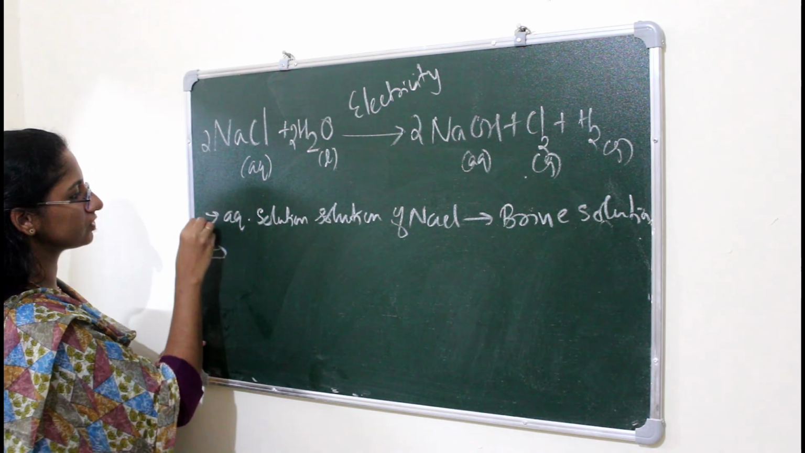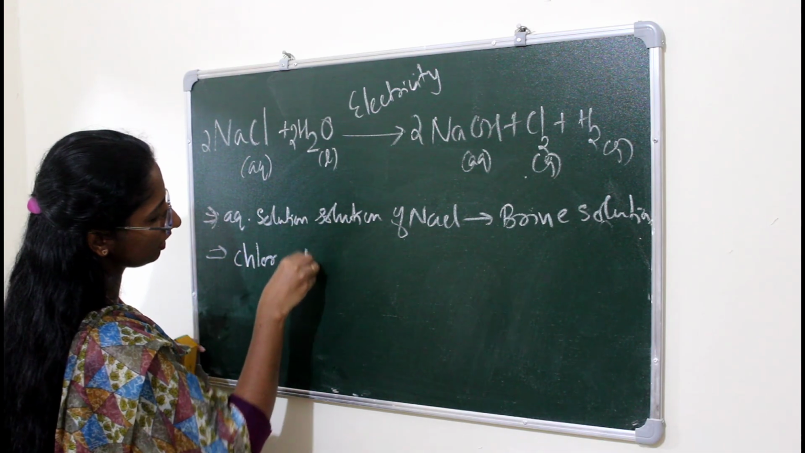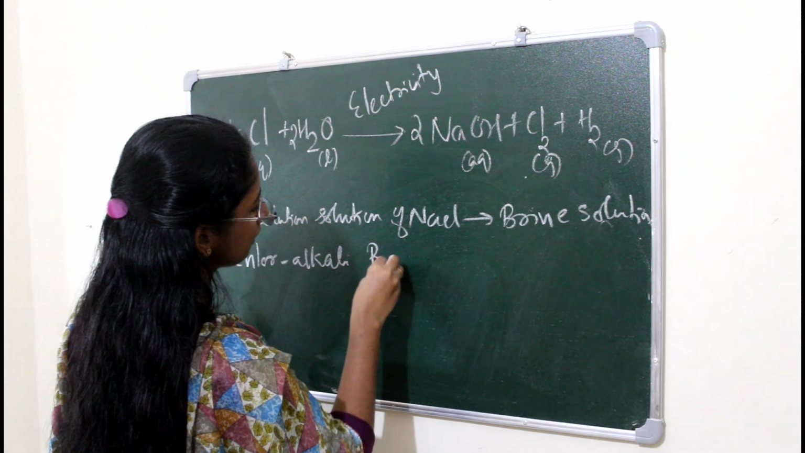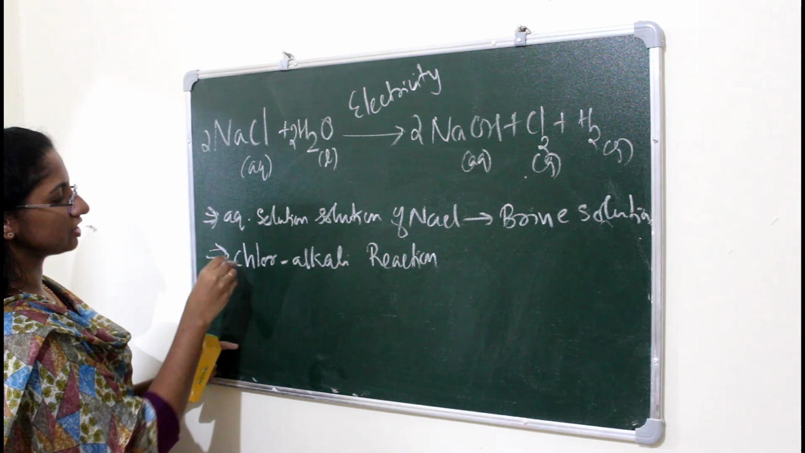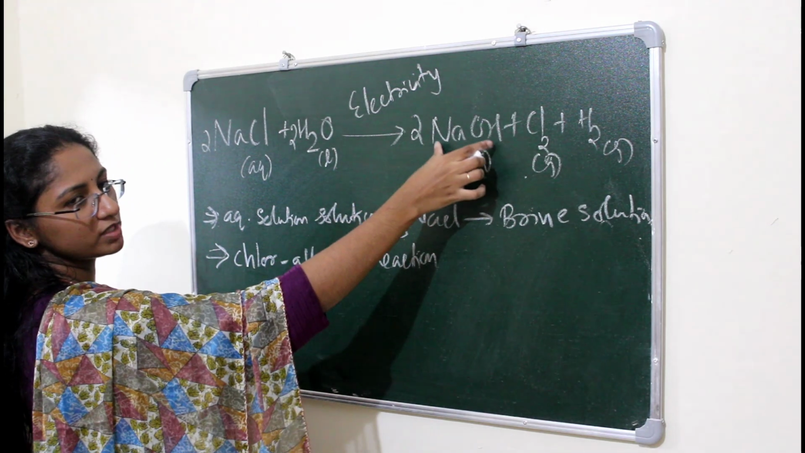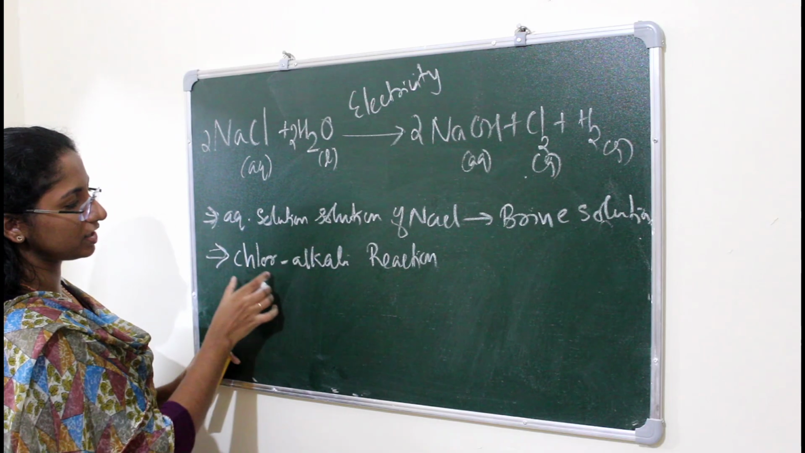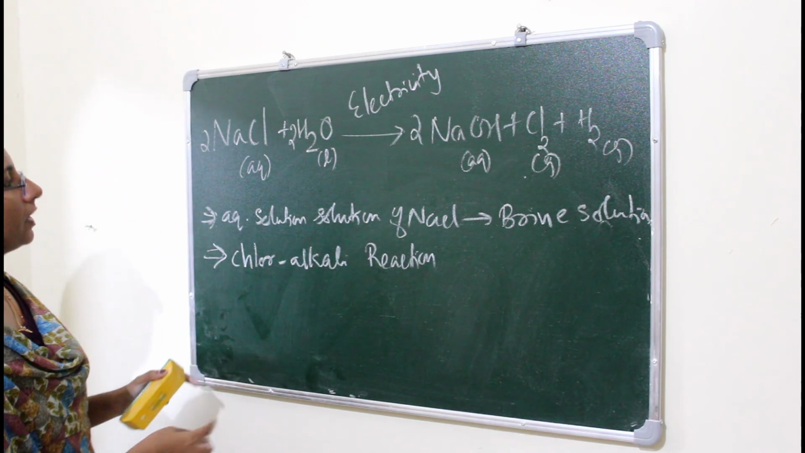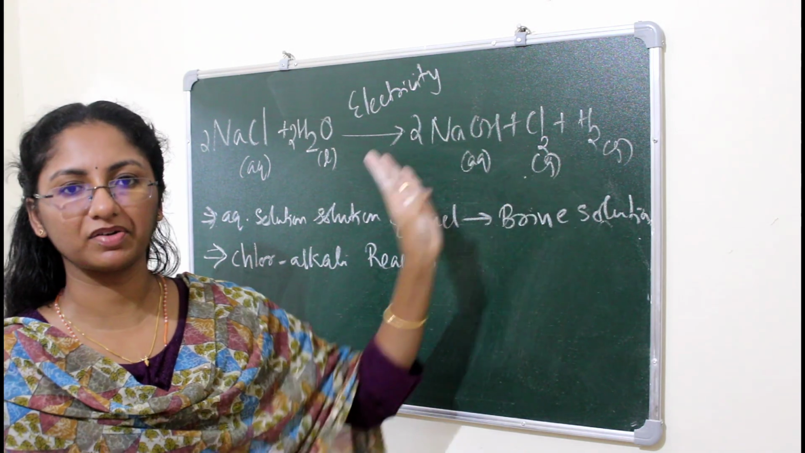This reaction is also called the chlor-alkali reaction. That means within this reaction we are getting chlorine gas and sodium hydroxide. Sodium hydroxide is actually a base or alkali, so we call this reaction the chlor-alkali reaction according to the product formed. During this reaction we are getting sodium hydroxide, chlorine and hydrogen gas.